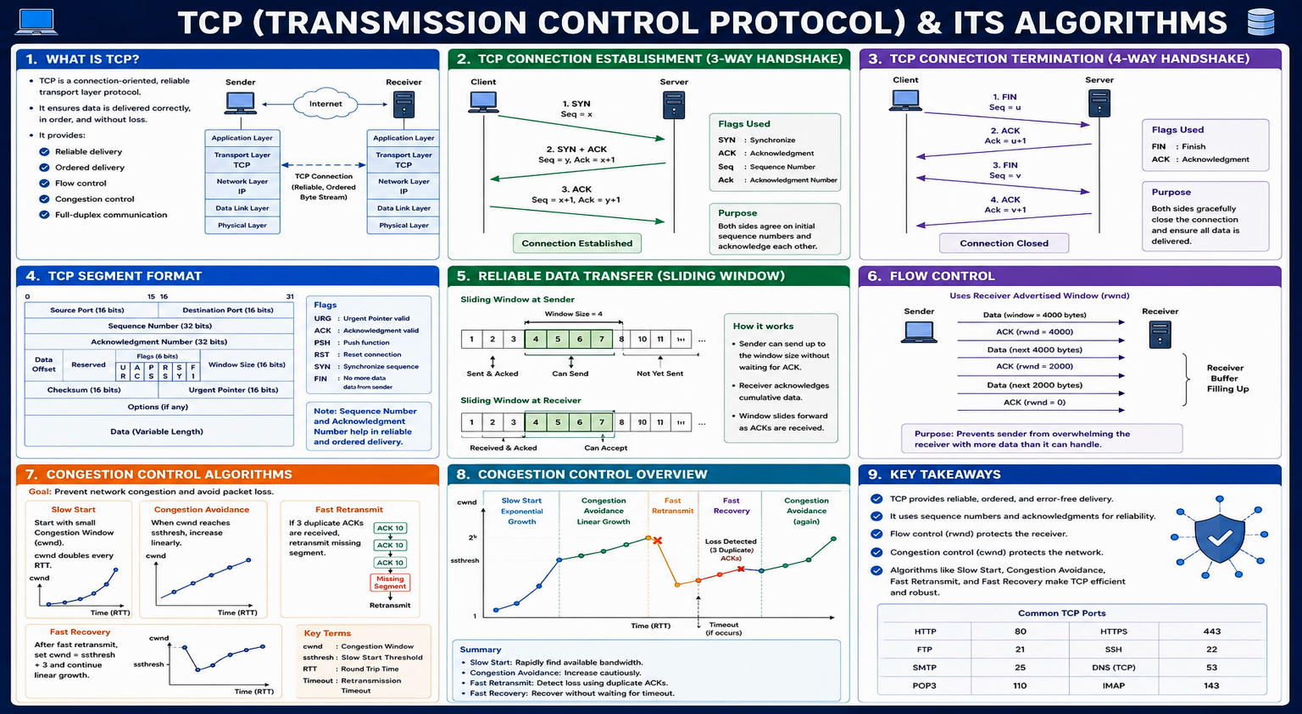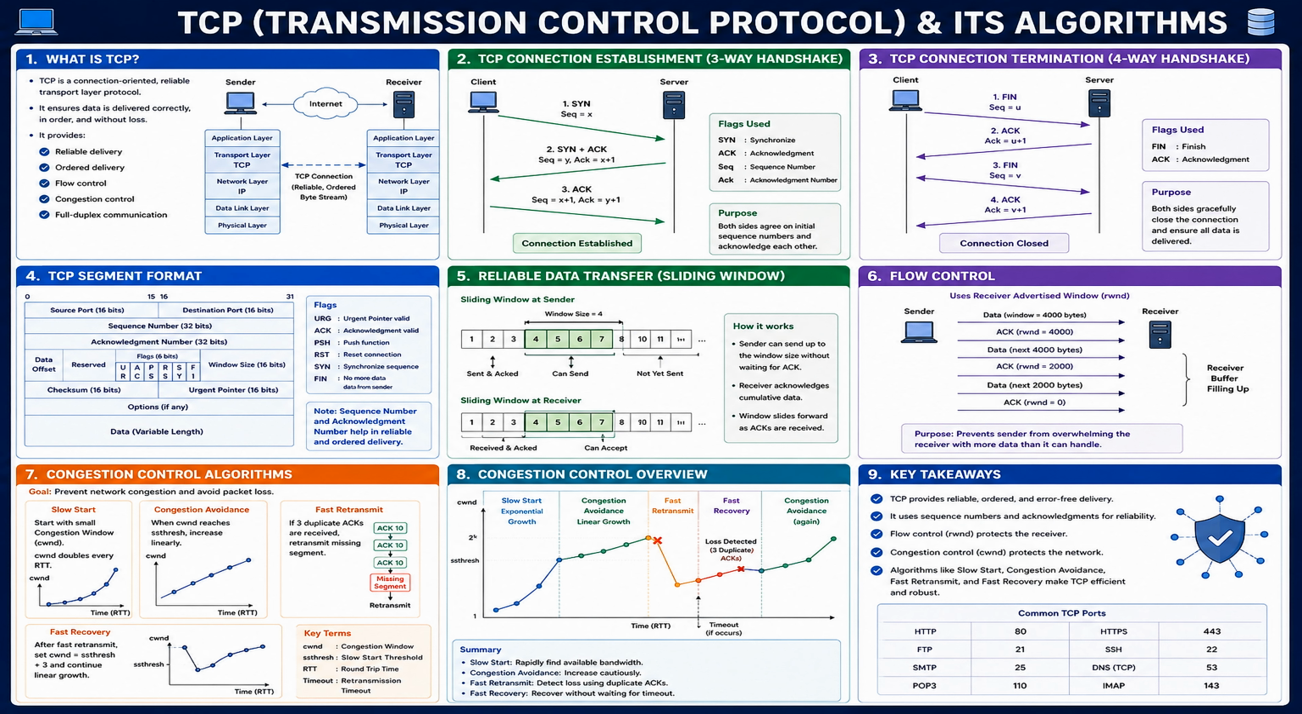And there are some flags to control communication behavior. Examples include SYN for synchronization, ACK for acknowledgement, FIN for termination, RST for reset, PSH for push, and URG for urgent data. The window size field supports flow control. The checksum field detects transmission errors. Together, these fields allow TCP to provide reliable and ordered communication over unreliable IP networks.